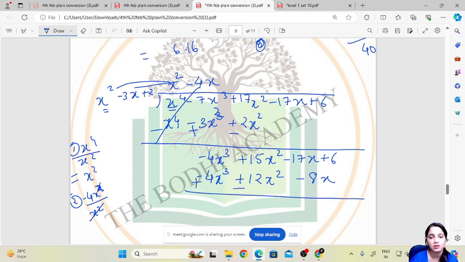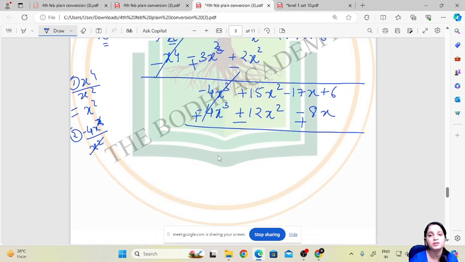Change the sign, this gets cancelled. Plus 15 minus 12 is plus 3x square. Minus 17 plus 8 is minus 9x, minus 9x plus 6.